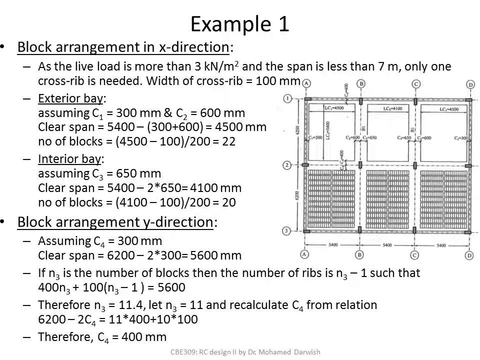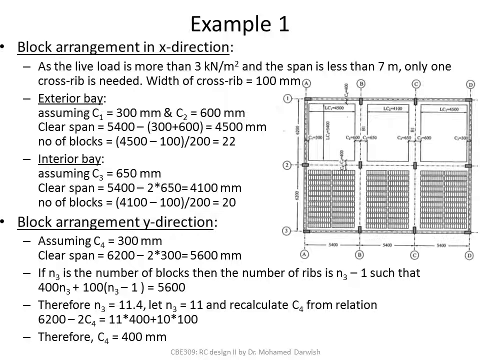Therefore, we'll let it be 11 and recalculate C4 from the relation 6200 minus 2 C4. This is 11 times 400 plus 10 times 100. Why is it 10 times 100? Because this is the number of ribs. We have 10 ribs here, and 11 times 400 because we have 11 rows of blocks here. Therefore, the C4 will be 400 millimeters.